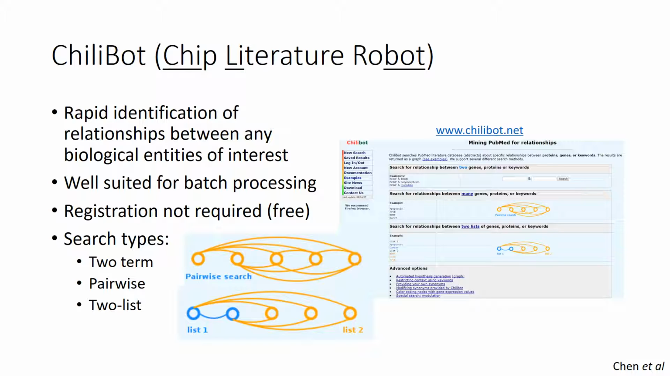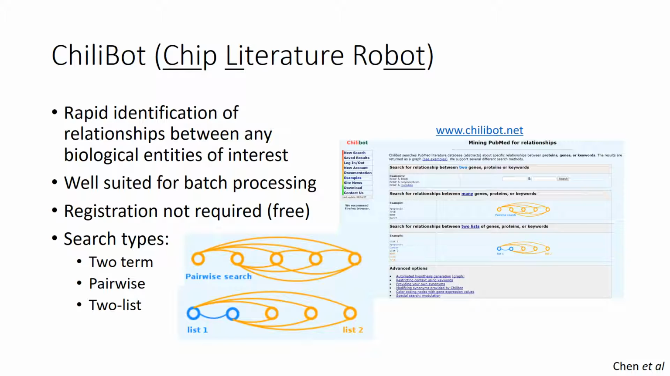So this article by Chen et al. developed a cool tool called ChiliBot. It stands for Chip Literature Robot. The purpose of ChiliBot is rapid identification of relationships between any entities of interest. It's very nice for a large number of queries. It can speed through them very quickly. And it's free to use.